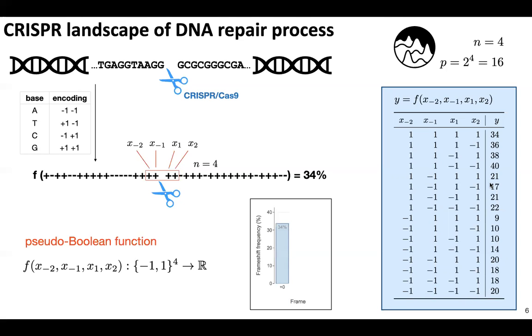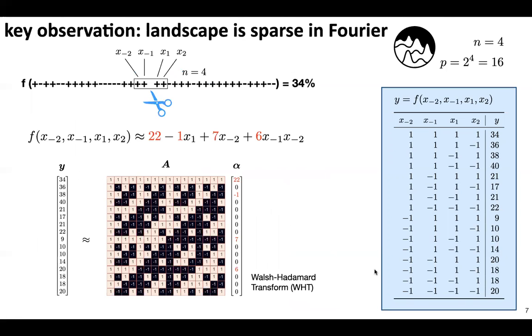Function f in this slide is called a pseudo-Boolean function in mathematics. It's Boolean because the input is a binary variable, a high-dimensional binary variable, and it's pseudo-Boolean because the output is not binary, it's actually a real value, for example, 34%. So it turns out that we can write down an arbitrary pseudo-Boolean function uniquely as a polynomial whose coefficients are the Fourier transform of the landscape, which is also known as the Walsh-Hadamard transform for binary vectors.